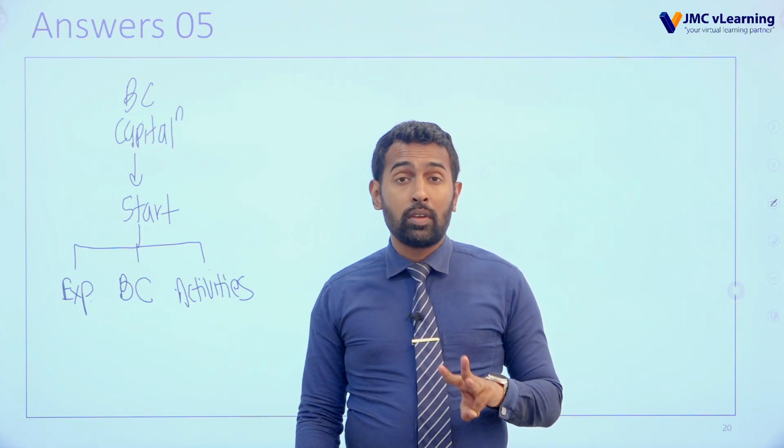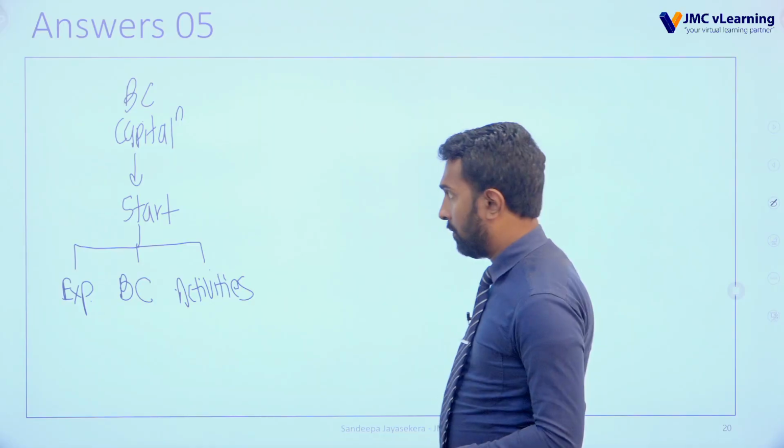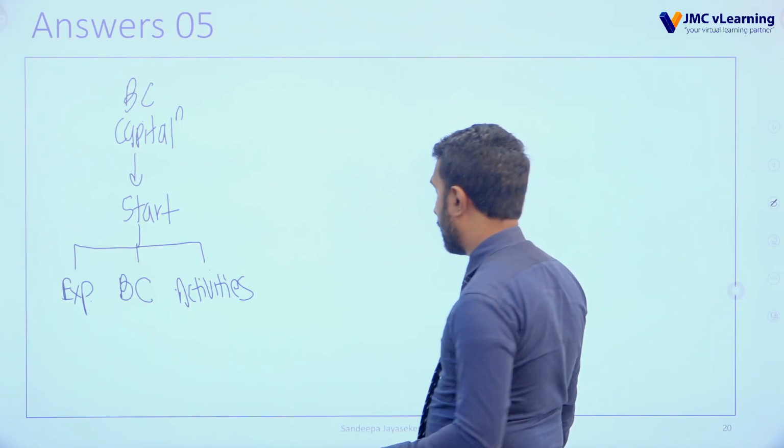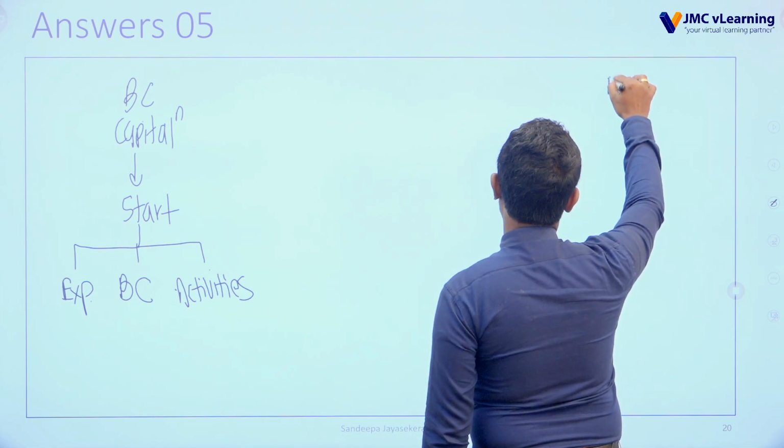So all three activities should be there. Right? All three criteria should be there. If all three are there, now you can start. That's the starting point, no? Then the next one is when to stop.